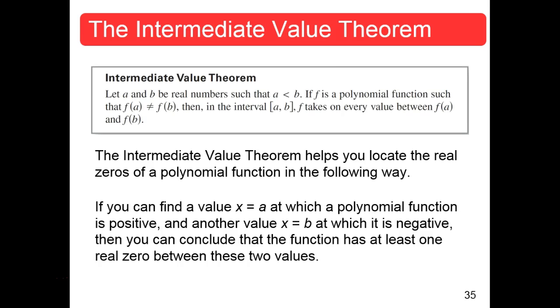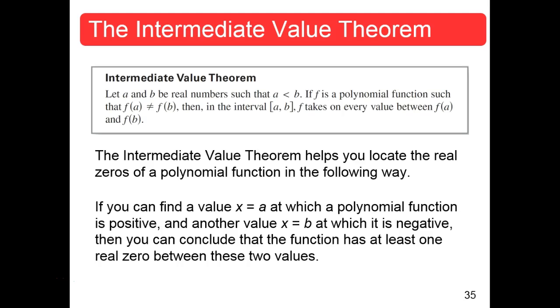Now, didn't we just do that? No, okay. Here it is printed out in a box. That makes it more important. Intermediate value theorem. Let a and b be real numbers such that a is always less than b, and f is a polynomial function such that f of a is not equal to f of b. f of a could be greater than f of b, that's fine. Then in the interval a to b, f takes on every value between f of a and f of b. Every one. Now, it may take on some that are outside f of a and f of b. It could go up and down, but it takes on every value that's in between f of a and f of b.